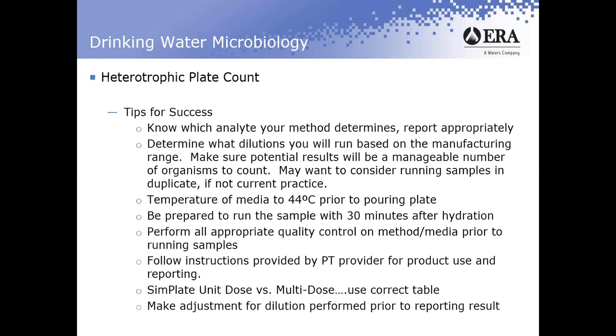So some tips for success when it comes to the heterotrophic plate count sample. Know which analyte your method determines and report appropriately. It's important that all of the participants understand that the data is going to be evaluated based on the analyte that you report. And you have multiple analytes that you can report in this case. Remember, it's HPC by a pour plate or HPC by MPN.